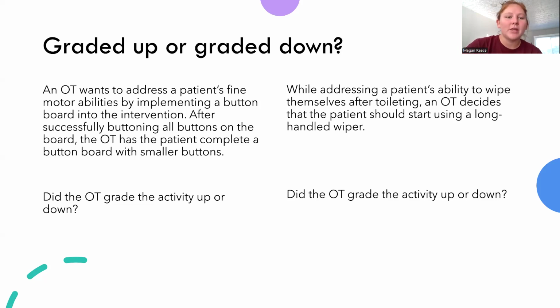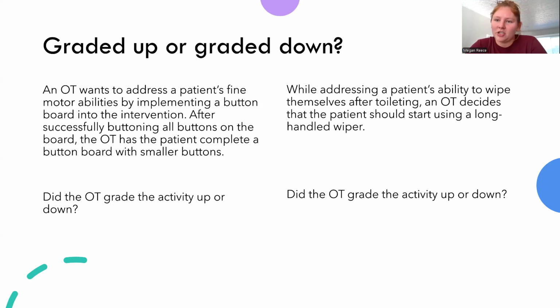So the first one: an OT wants to address a patient's fine motor abilities by implementing a button board into the intervention. After successfully buttoning all buttons on the board, the OT has the patient complete a button board with smaller buttons. So is the activity graded up, thumbs up, or graded down, thumbs down? Go ahead and send your answers. And most everyone is doing thumbs up. So that is correct. The OT is grading this intervention up by using smaller buttons than what was originally given.